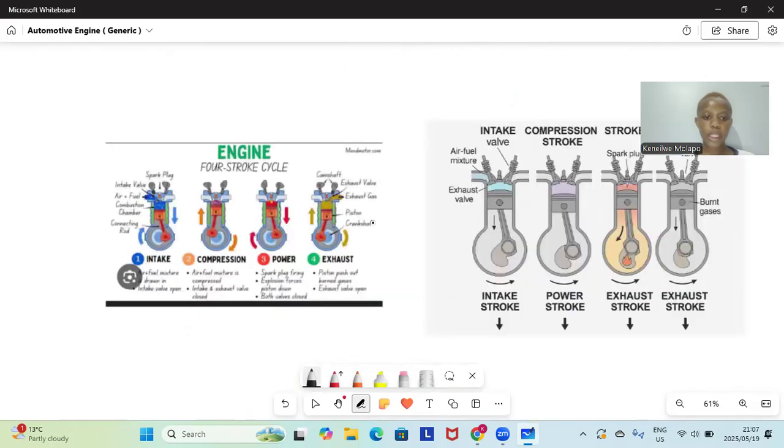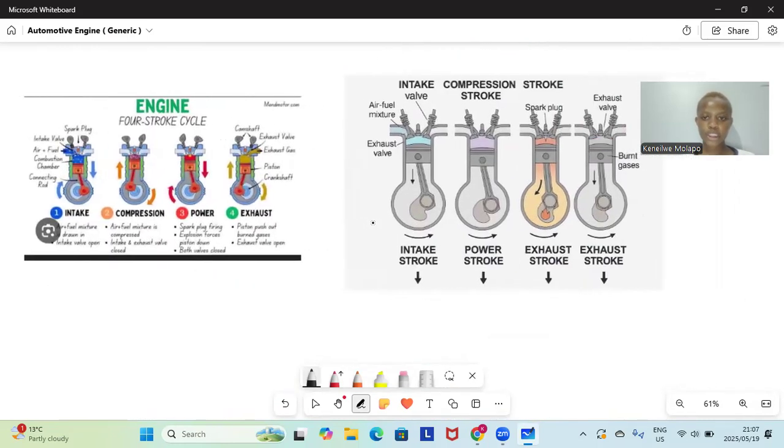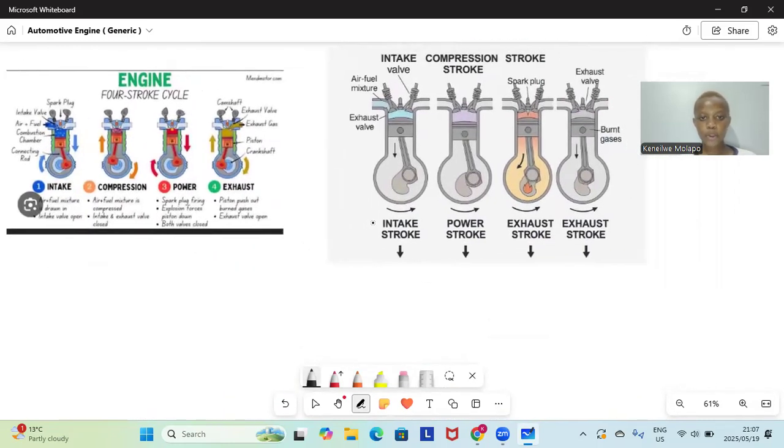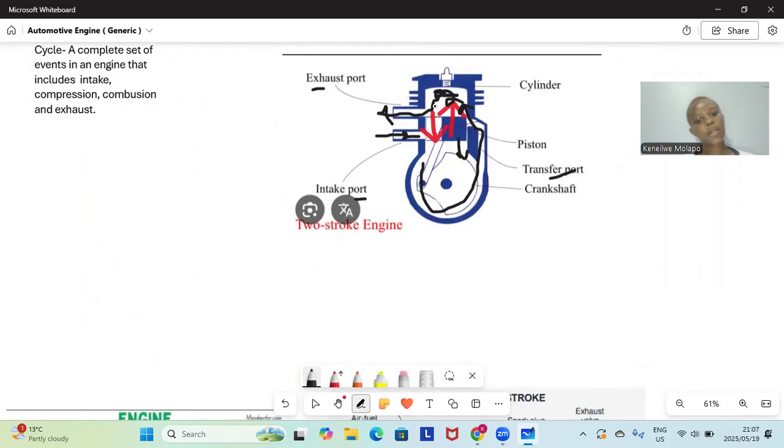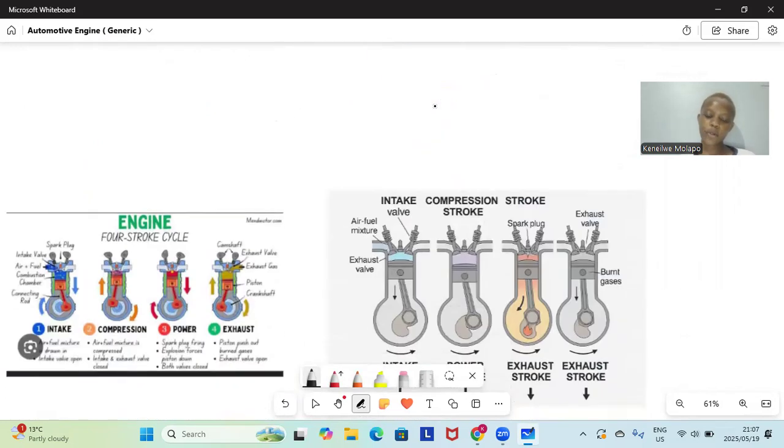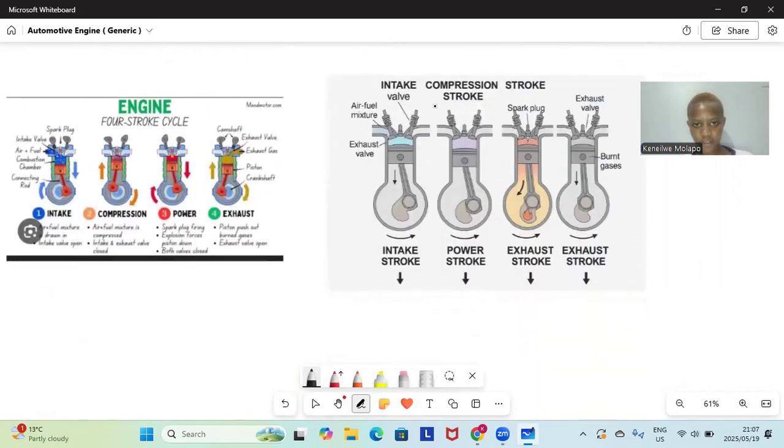So let's go to the four-stroke engine. The four-stroke engine has valves. The other thing that you have to know about the two-stroke engine is that it has ports, while the four-stroke engine has valves.